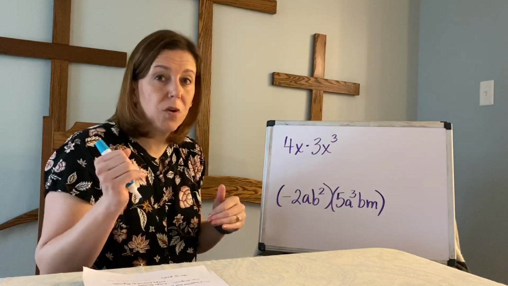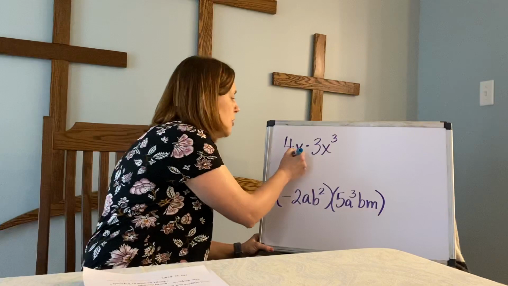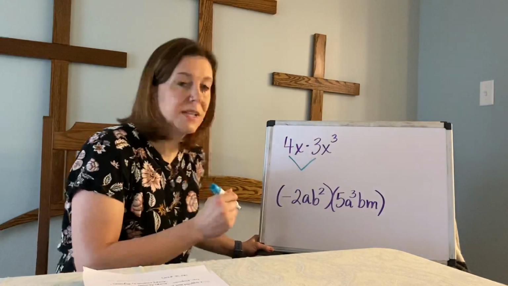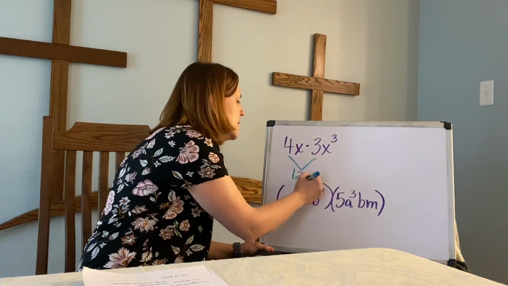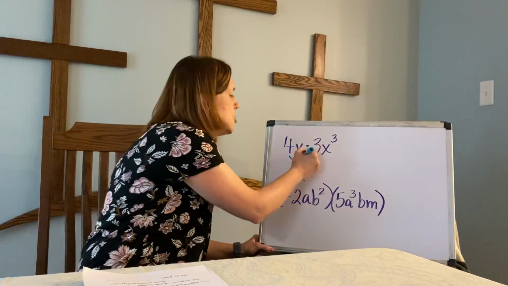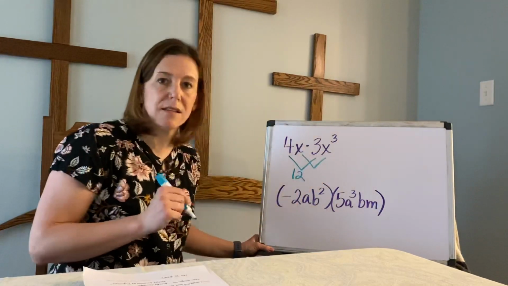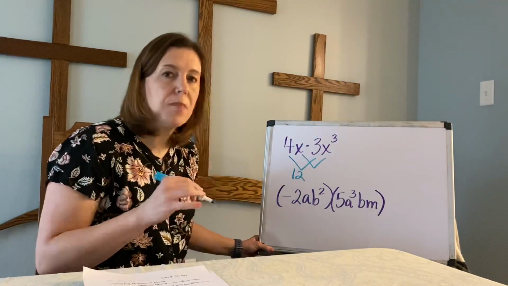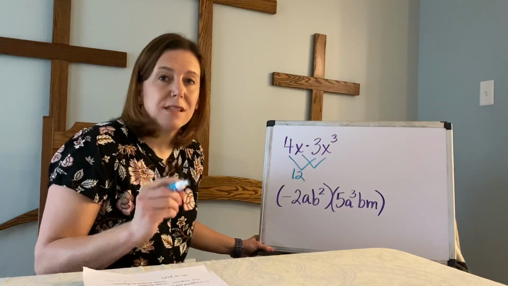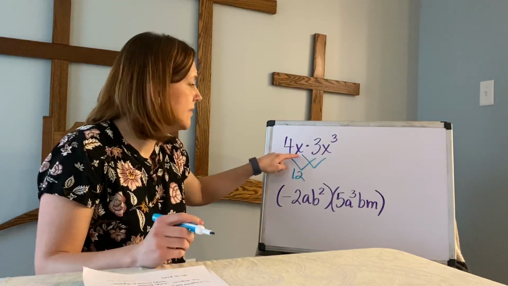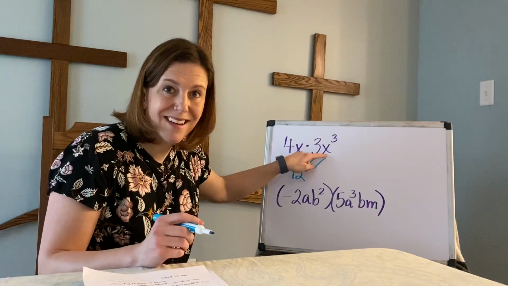So the first thing that I'm going to do is multiply my numbers together. 4 times 3 gives me 12. And then I'm going to use my power rules with my x's. Remember, my power rules only apply when the base is the same. And in this case, I have an x times an x.